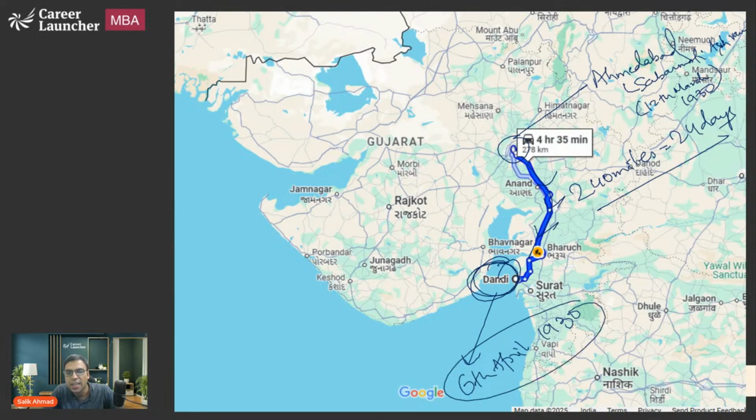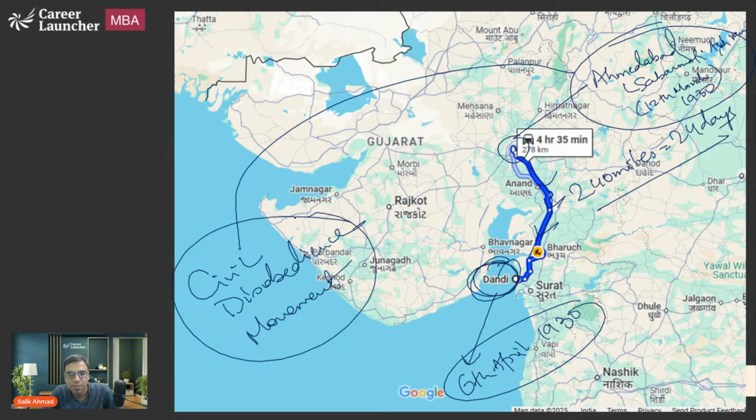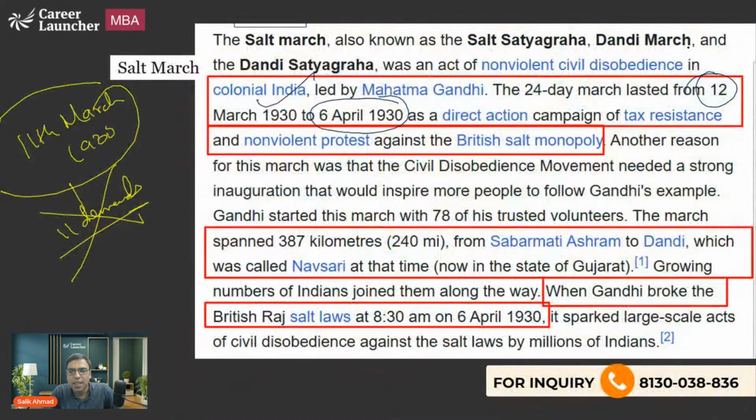That's the Dandi March. The beginning of the Dandi March signifies the civil disobedience movement. So the beginning of the civil disobedience movement is nothing but the Dandi March. That is what you should know. The march starts on 12th March 1930 and ends on 6th April 1930. It was a non-violent protest against British monopoly. Then when Gandhiji reached Dandi, he broke the British salt law.